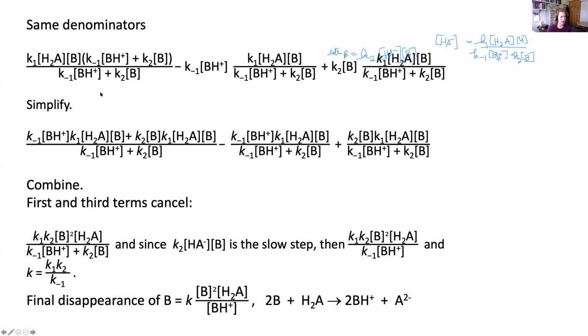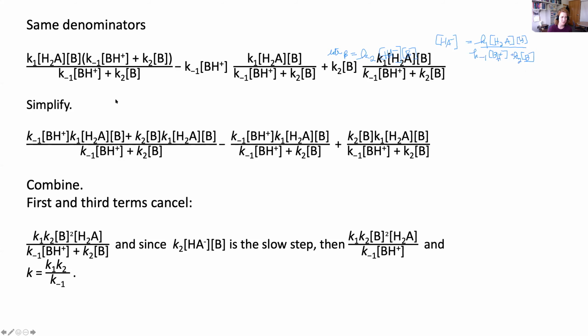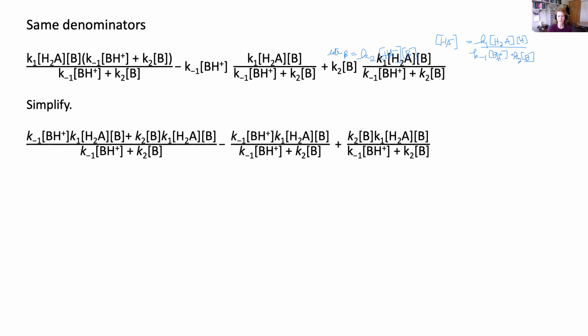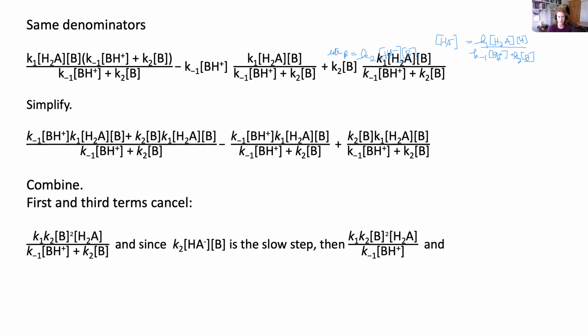So I don't know why they're plugging it back in to the steady state approximation. Once you use the steady state approximation to find your HA minus, just plug that back into your second rate determining step for the HA minus, which is your intermediate, and then you're done, because this is confusing, unnecessary math. So we're just going to plug that back in. This gives us our large rate constant.